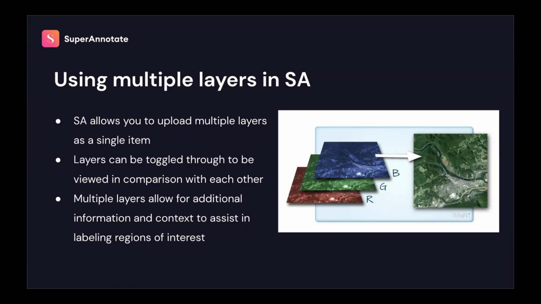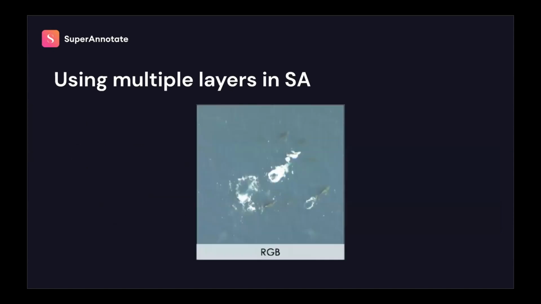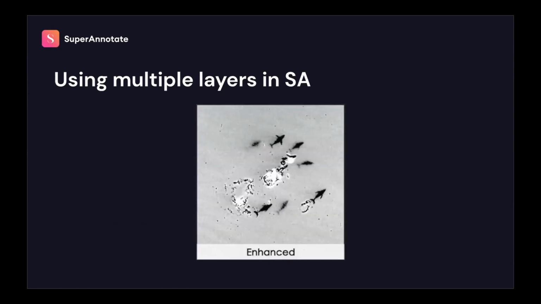So for example, in the next slide here, we have an aerial image of dolphins swimming in an ocean. So you can see that it's kind of difficult to make out the shapes here. But if we go to the next slide, we'll see this is a different layer with a different frequency. And you can see some outlines a little better. And if we go to the next layer, we can see even better with an enhancement on the image.